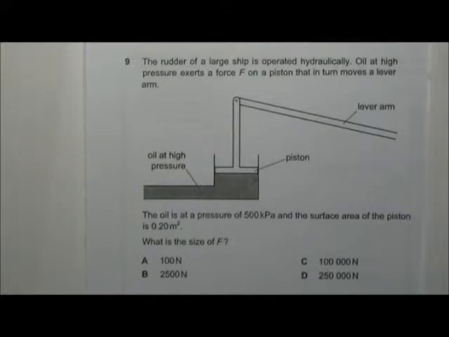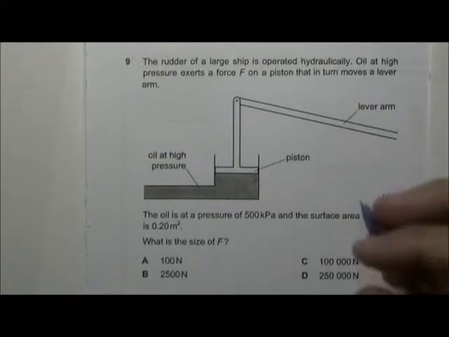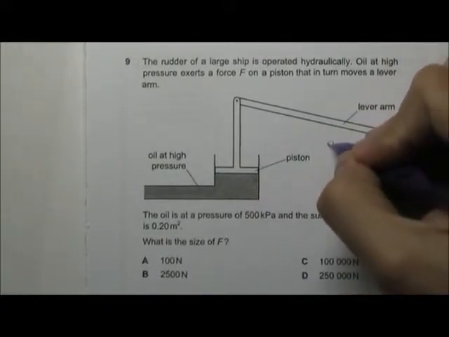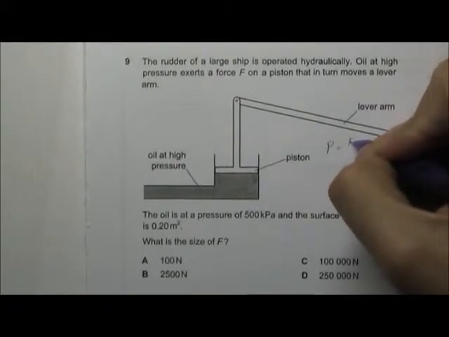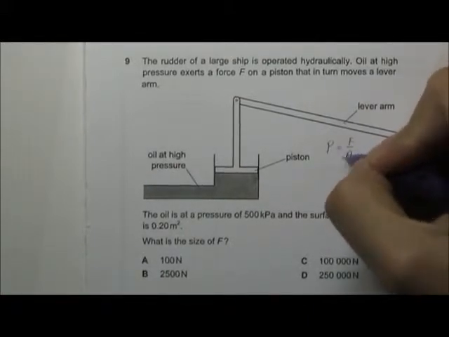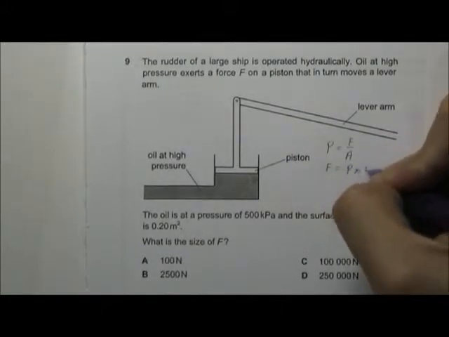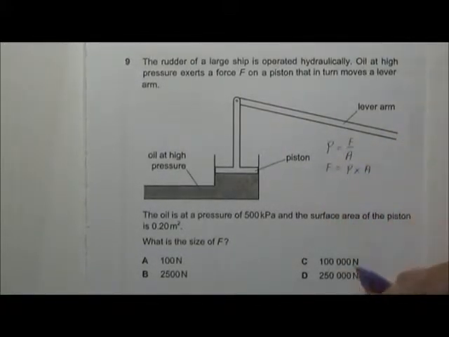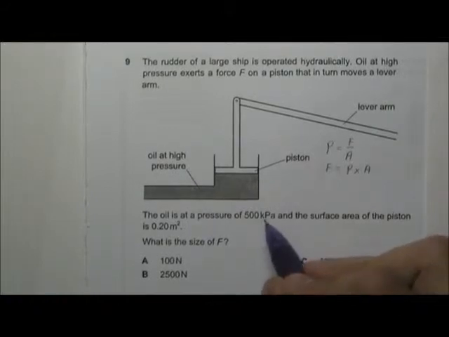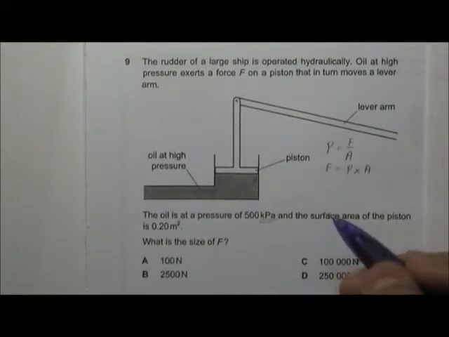Okay, this is a very straightforward question where we just need to use the formula. Pressure is equal to force over area. And force in this case will be equal to the pressure multiplied by the area. And the tricky part here is that the pressure is given in kilopascal, so we have to be mindful to change it back to pascal.